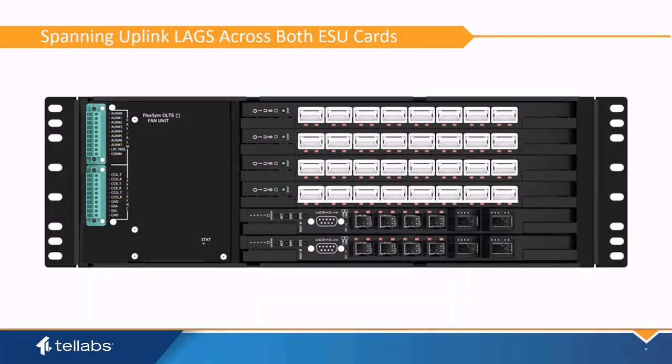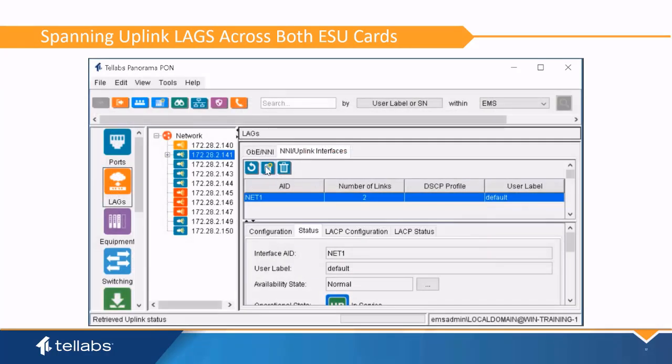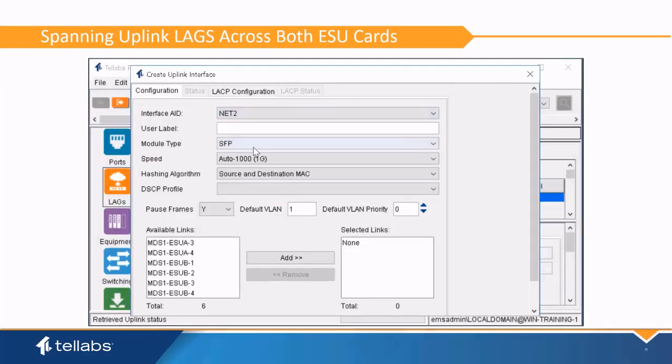In dual ESU OLTs, the system should be configured with lag ports on both ESU cards, so traffic will continue to flow when the ESUs are switched. During the software upgrade process, the active ESU will disable its link during certain parts of the upgrade, and the lag will allow traffic to continue flowing during this part of the upgrade with half the bandwidth. Lags can be edited and created in the lags application of the Panorama PON client.